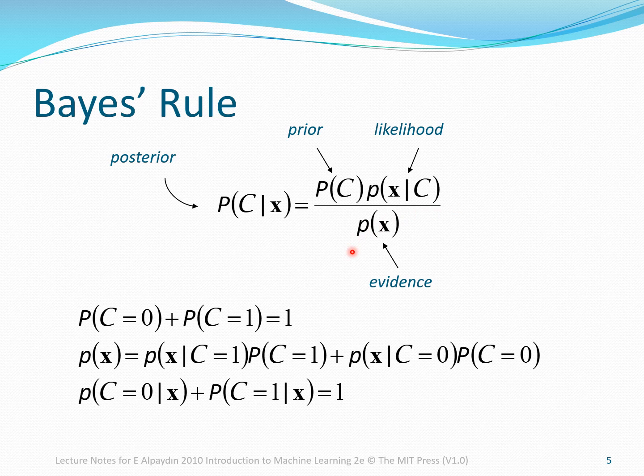P(x) is the evidence. This is the marginal probability that an observation x is seen, regardless of whether it is positive or negative. For example, P(x) = P(x | C=1) P(C=1) + P(x | C=0) P(C=0).